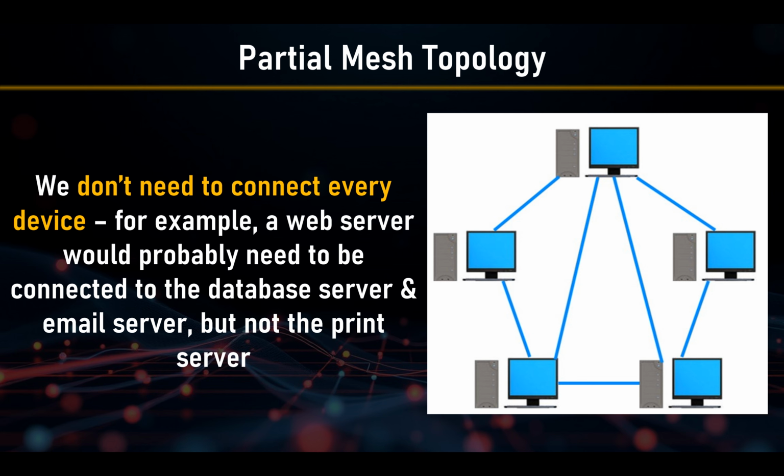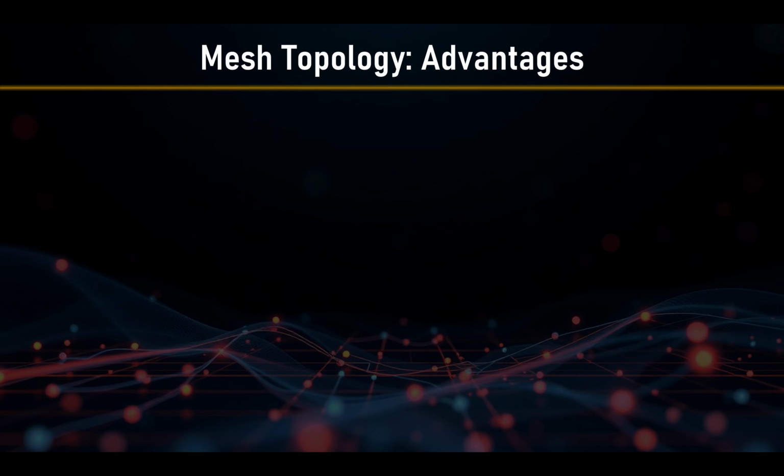Because of that, we can use, say, a partial mesh. So let's say we have some important devices like a server, for example a database server, email server, or web server. Maybe then we want to connect all devices to that. But if we just have an individual computer, we probably don't need the individual computers to be connected to every other individual computer. So in a partial mesh, we just connect the devices to the important ones, and the less important devices don't need a point-to-point connection with all the others.